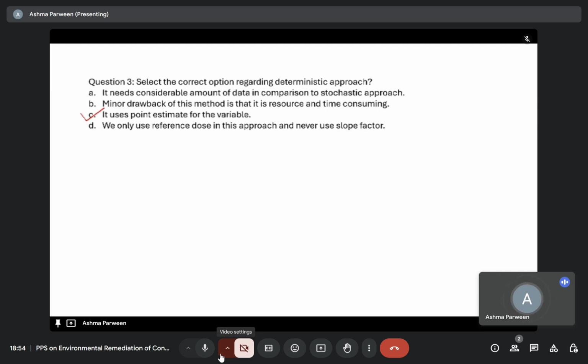So it is nothing to do with the deterministic or stochastic approach. So D is also the incorrect option. So only C is the correct option. Now let's move to the next question.